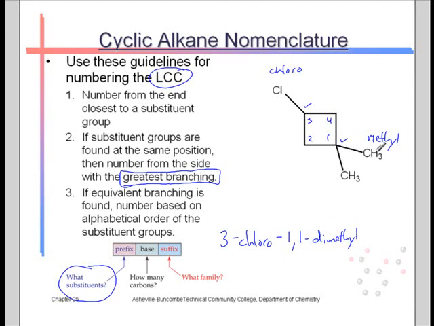Again, each substituent group has to have an individual number associated with it, and then we use our di, tri, and tetra to tell us if we have 2 or more of the same substituent group on the molecule. And now the parent name here, remember, my use of that phrase is dealing with both the base and the suffix. And for this one, it's cyclobutane. Cyclo, because it's a cyclic structure. Butane, well, there's 1, 2, 3, 4 carbons in a saturated ring here.